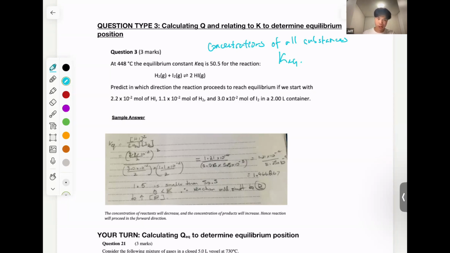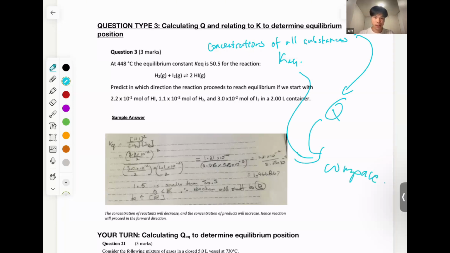Well, you won't be directly asked to find the Q, but you'll be asked to predict whether this is at equilibrium or not, or which side of equilibrium you're on, or which way you will shift. And it demands you to then use the concentrations to find a Q, and then compare Q and K as the steps you would take.